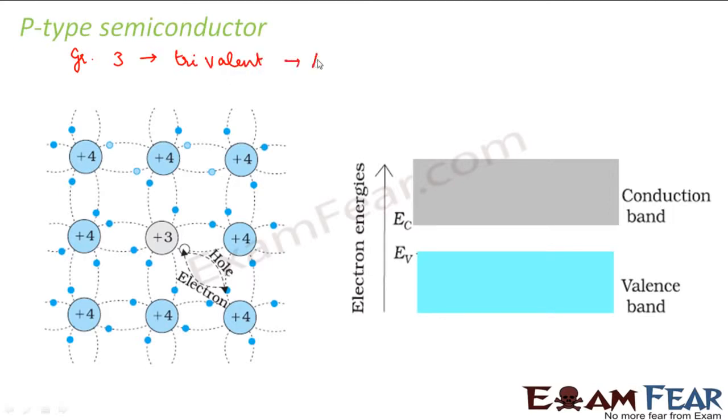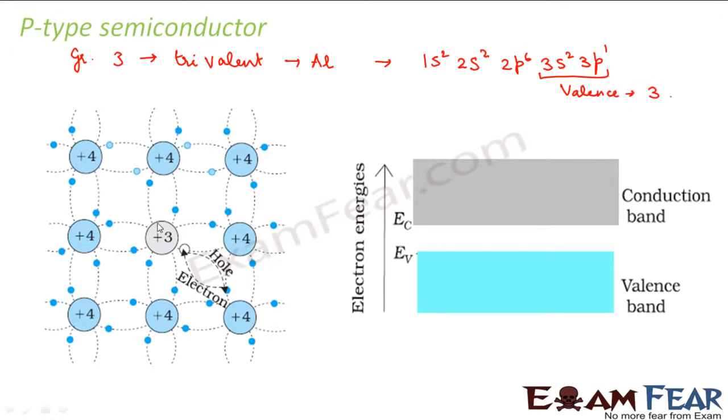Let us take the example of a group 3 element, say aluminium. What would be the electronic configuration of aluminium? It will be 1s2, 2s2, 2p6, 3s2, 3p1. That means in the outer shell, that is the shell corresponding to n equal to 3, we have how many electrons? Valence electrons is 3. So we have 3 valence electrons.